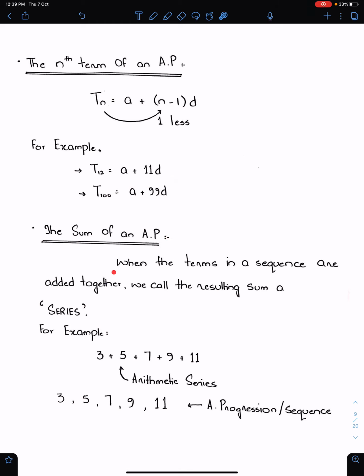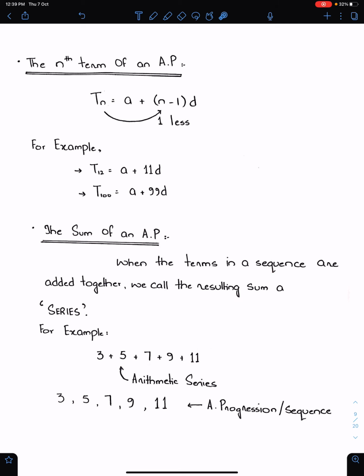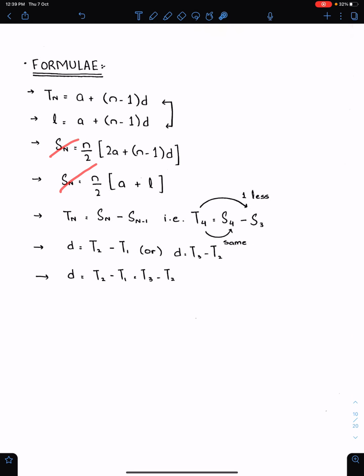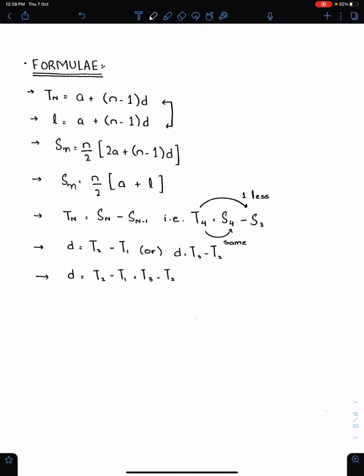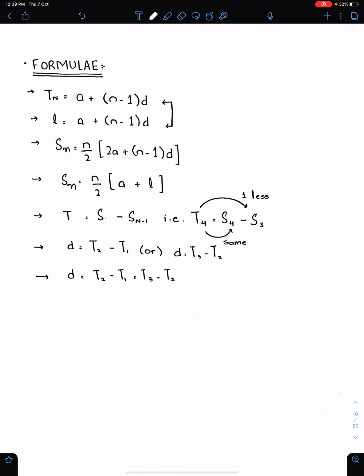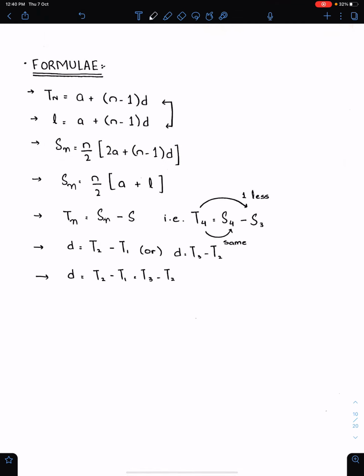The sum of an AP, when the terms in a sequence are added together, we call the resulting sum a series. This is an arithmetic series because we added the terms. And we can get the sum of this series with the help of this formula. This is small n. Let me correct these things. This is small n, small n, small n minus 1.